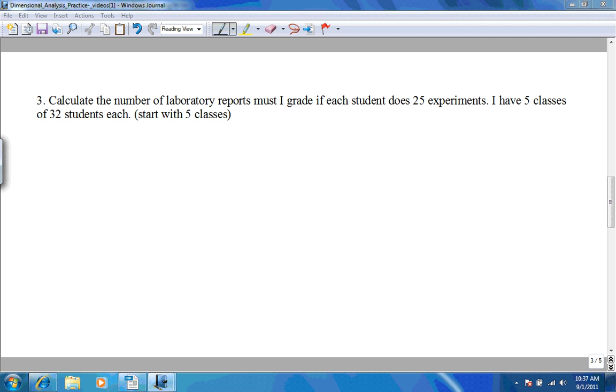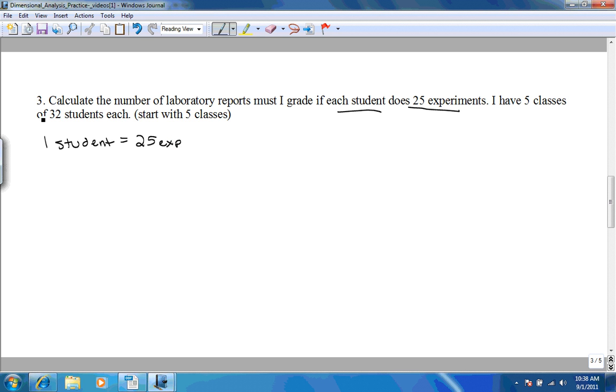Okay, this one's a little bit more complicated, mainly because you have to figure out your own conversion factor. So calculate the number of laboratory reports I must grade if each student does... So each student means that every student, so one student, does 25 lab reports, 25 experiments. So one student equals 25 experiments. All right, so we have that conversion factor.